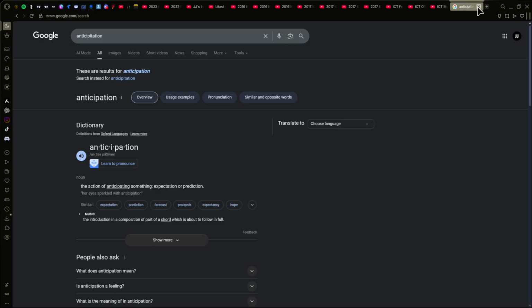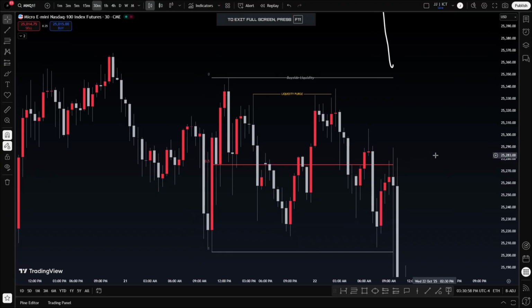Oh, anticipation. Okay. That's how you get your anticipation on price by using external confluences to get your, let me say it again, anticipation on where price is going to manipulate. There we go. I got it. You're never going to hear me mess up on that word again.